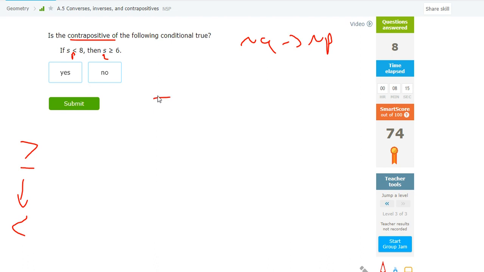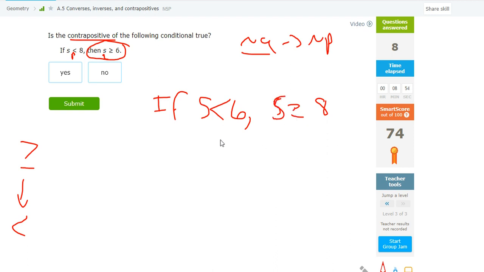So it would be if not Q, this is Q, right? This is currently Q. To negate that, I would say if S is less than 6, then here's my not P. So S less than 8, make that negated. It should be S greater than or equal to 8. See? I'm flipping the sign, and since there is no equal here originally, I got to include the equal sign in this one. Okay, so if S is less than 6, then S is greater than or equal to 8.